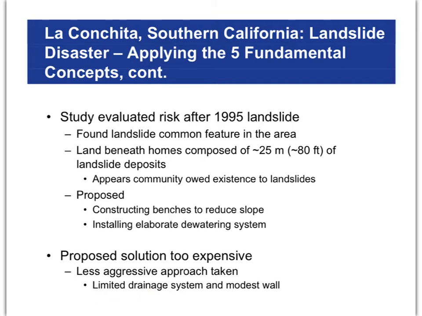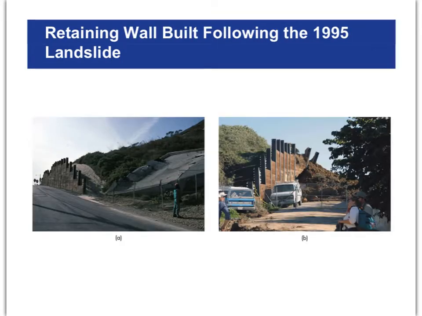They did a little bit of a draining system and a smallish wall, but that clearly wasn't enough. So here's a few pictures of the retaining wall that was built prior to 1995. And this right here is the toe of the flow that prevented the wall from coming any further down onto the road right here, which is evidently all people really cared about, just keep it off the road. And this wall really wasn't big enough to prevent a larger flow.